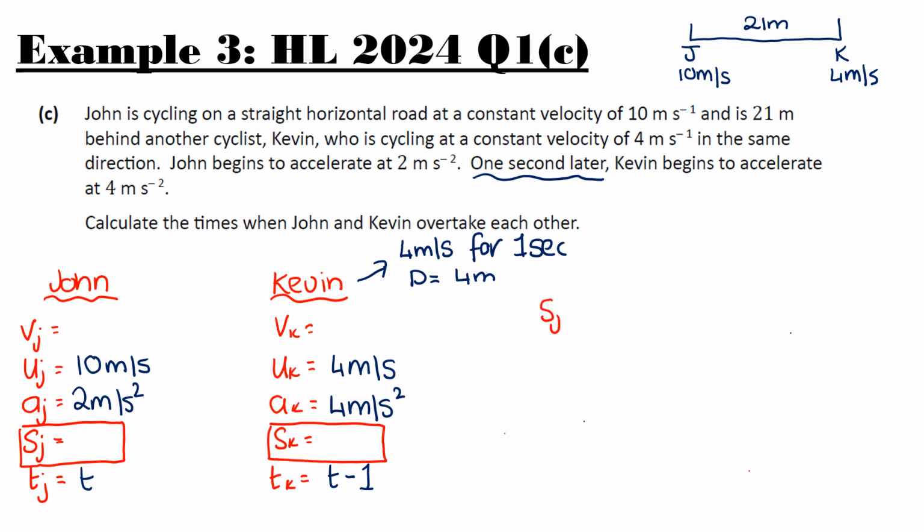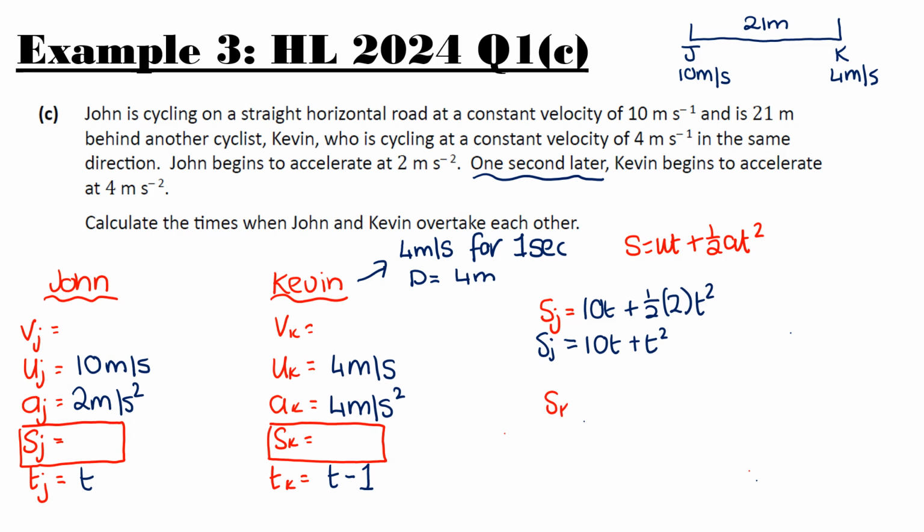So the distance that John travels is going to be, we're going to use the formula S is equal to UT plus a half AT squared. So that's going to be 10t plus a half times 2t squared, which is 10t plus t squared. Okay, so that's our S for John. So then let's do S for Kevin. And this is only going to be in that acceleration time period.